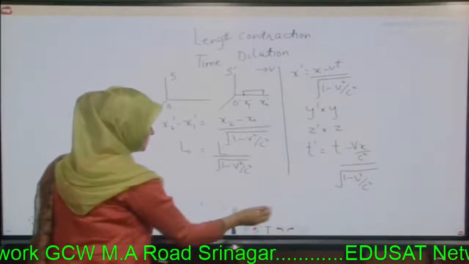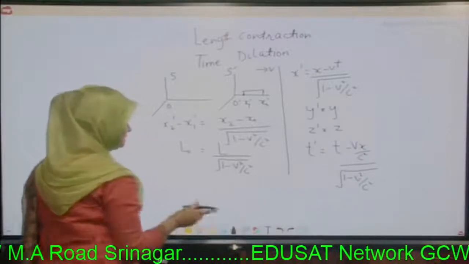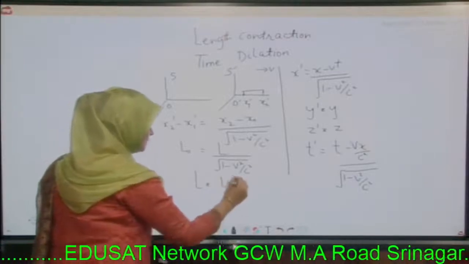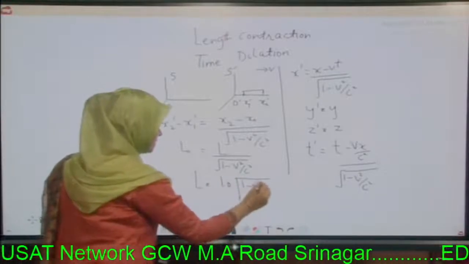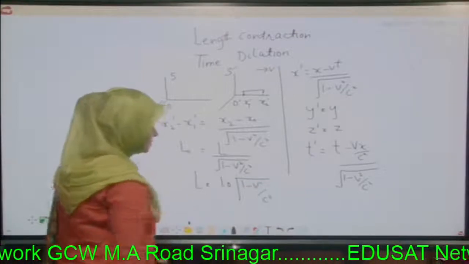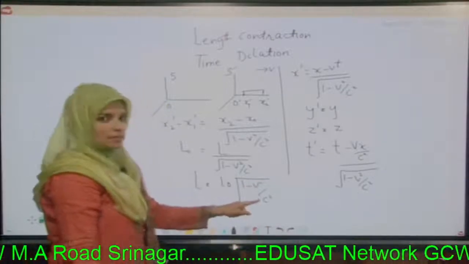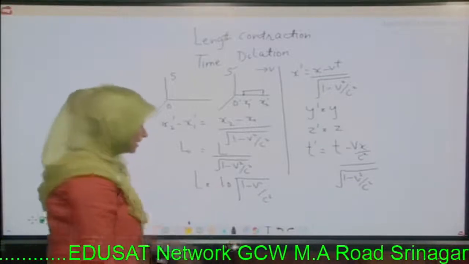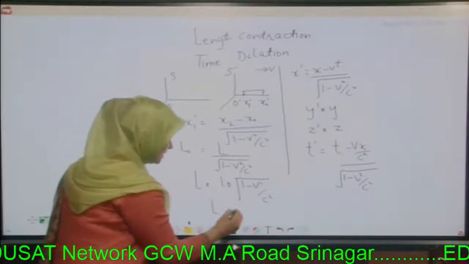You get L is equal to L naught times square root of 1 minus v square by c square. Because we know that this factor is going to be less than 1, this will diminish this L naught. Therefore, L is less than L naught.